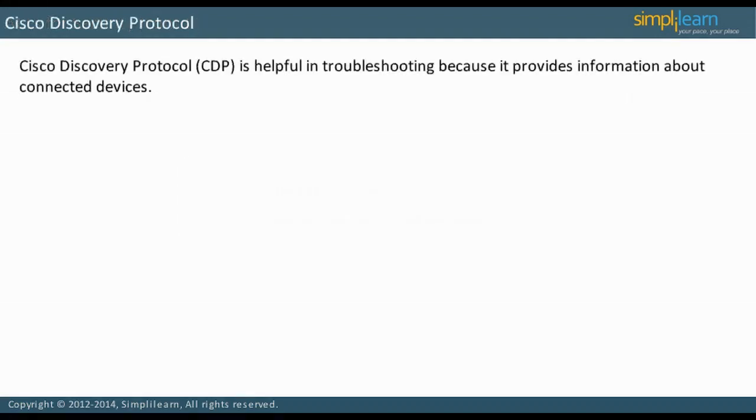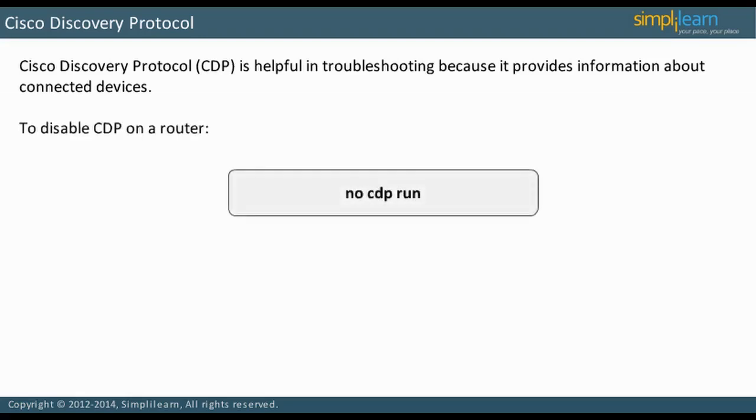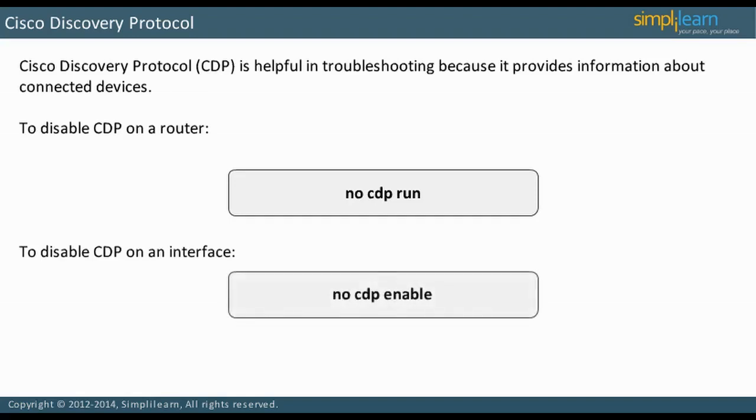Cisco Discovery Protocol, CDP, is helpful in troubleshooting because it provides information about connected devices. If an attacker gains access to the network, CDP could be used to discover a large amount of information about your network. As a result, CDP is normally disabled. However, if Voice over IP (VoIP) is being used, CDP must be enabled. Take some time to review the commands to disable CDP. Let us move on to the quiz questions to check your understanding of the topics covered in this lesson.